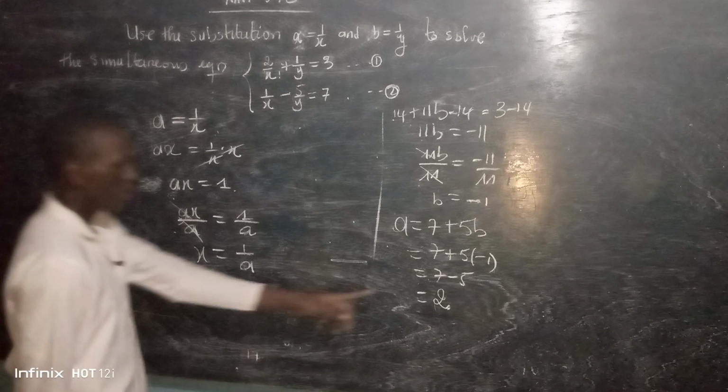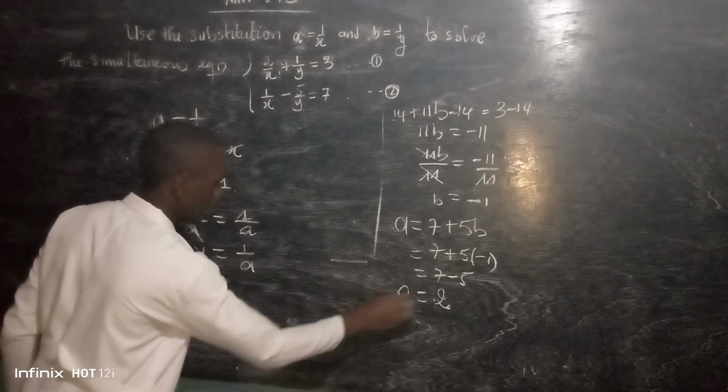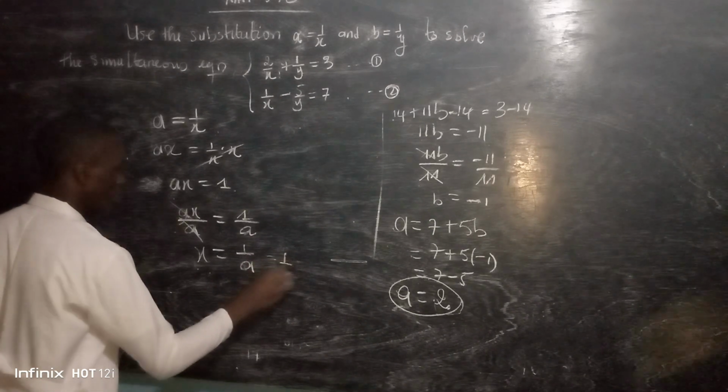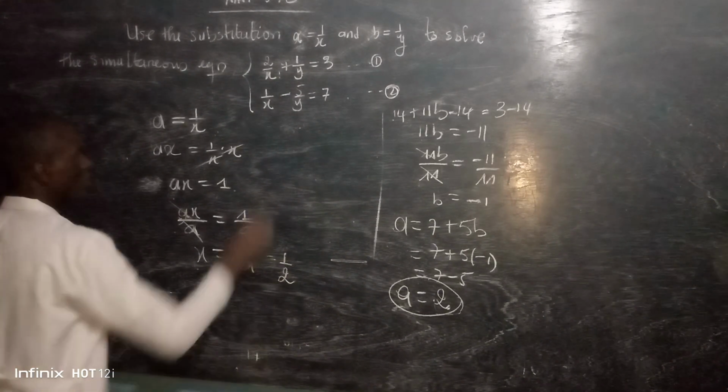But my a is equal to what? A is equal to 2. So I'll copy that value and put it here. So it means 1 over 2. So that's the value of x.